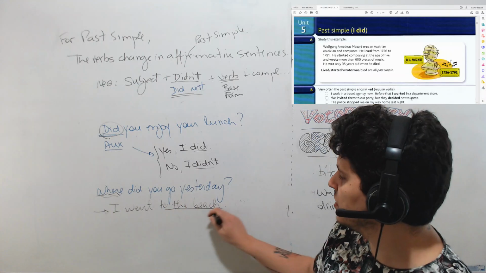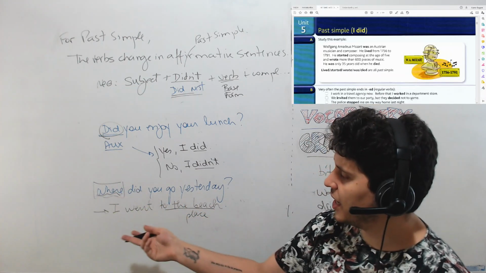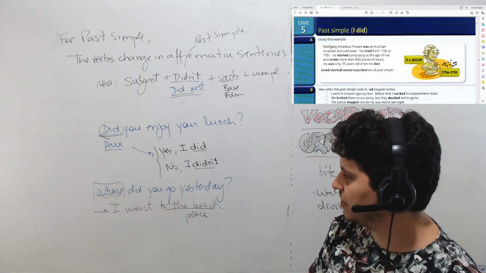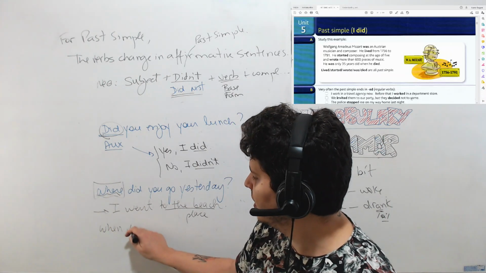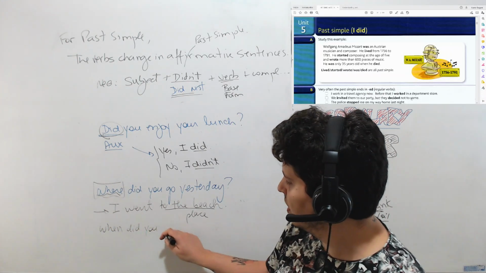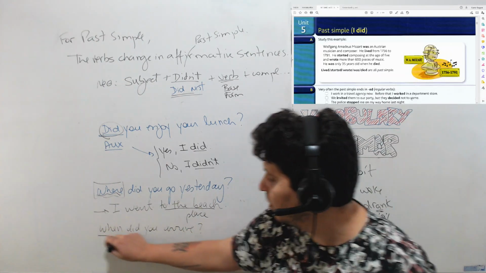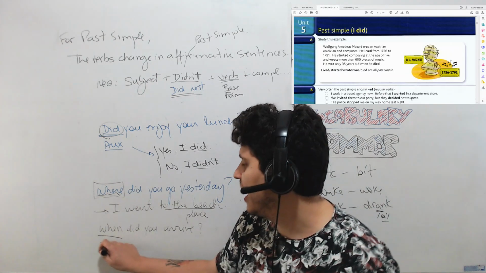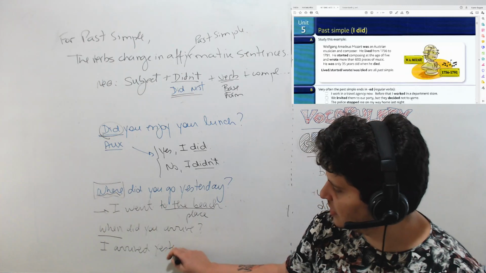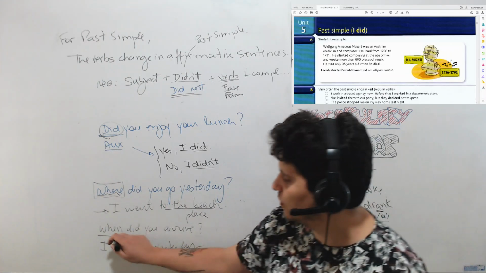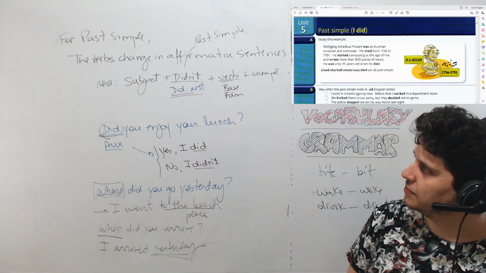So here we've got information of place, and the best word to ask questions about place is where. But if we wanted to have information about time, for example, we would use when. When did you arrive? And then you could say, I arrived yesterday. So when asks questions about time. Very, very simple, very, very plain.